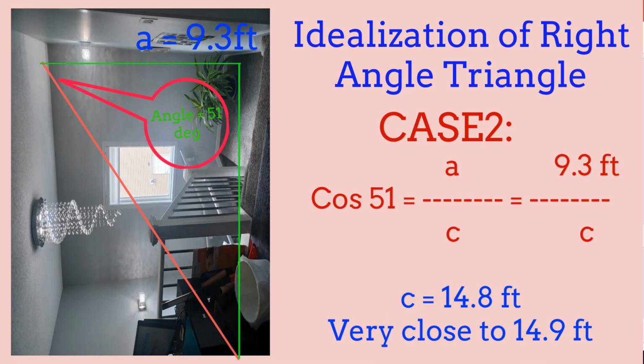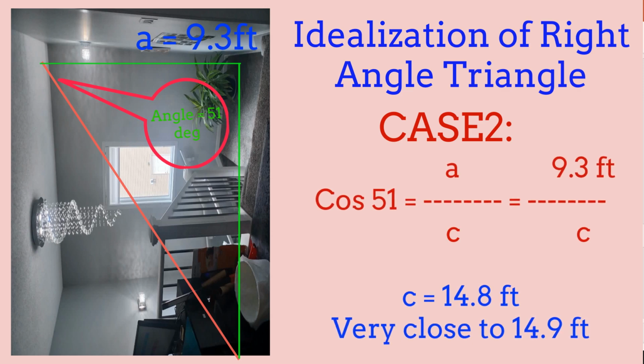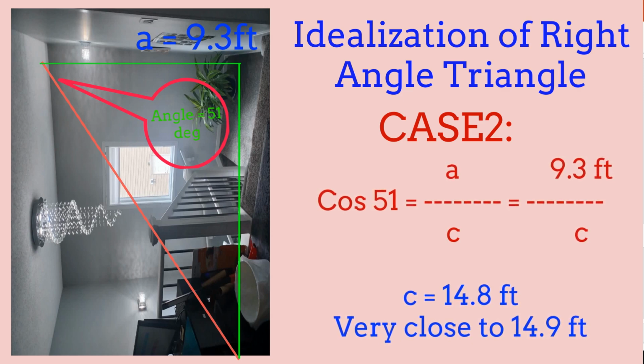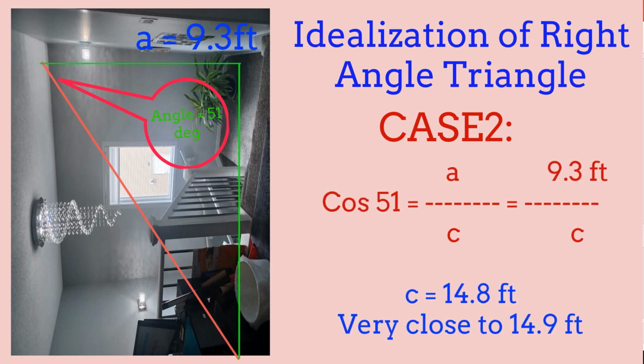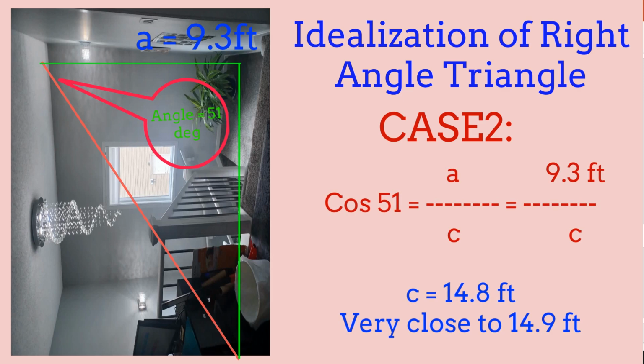We're first going to write cos 51 is equal to A by C. Next we're going to substitute our values in. If we plug cos 51 in degrees into our calculator, we get 0.63. So we get 0.63 for cos. Then we're going to write equals 9.3, because for our side A we're given 9.3, we're just going to plug in the value of 9.3. So now we have 0.63 is equal to 9.3 over C.